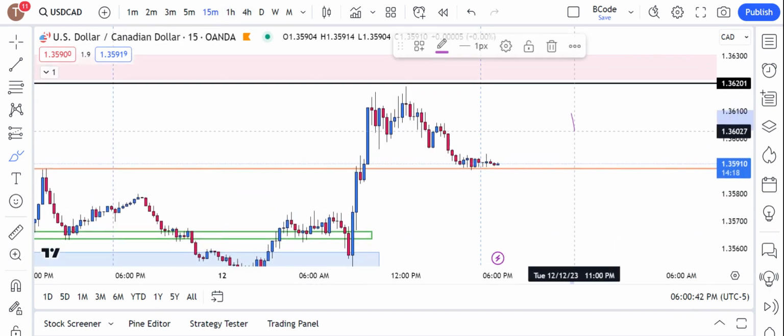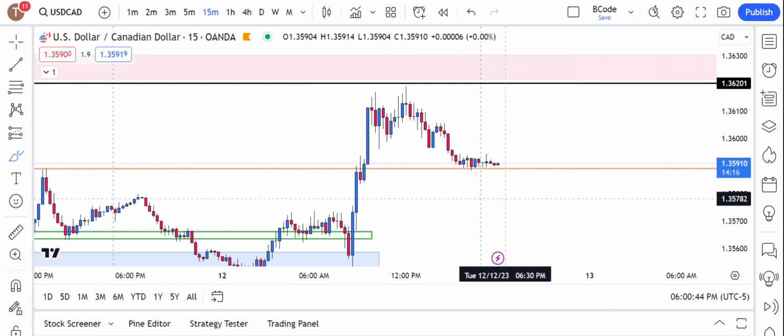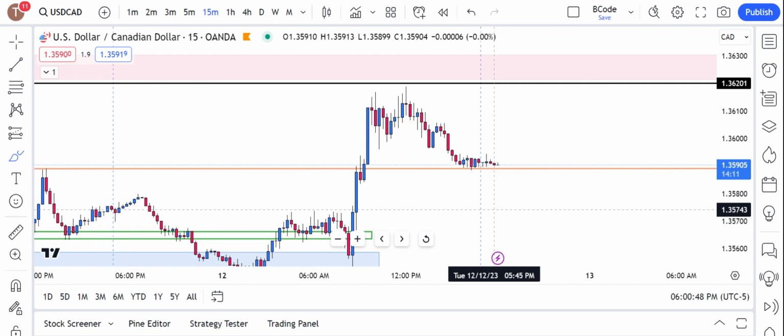Set your alarms now for 7 o'clock, where the New York kill zone begins. 8:30, where you know that we have high impact news. You saw those red folders, and also setting another alert for 2 p.m.